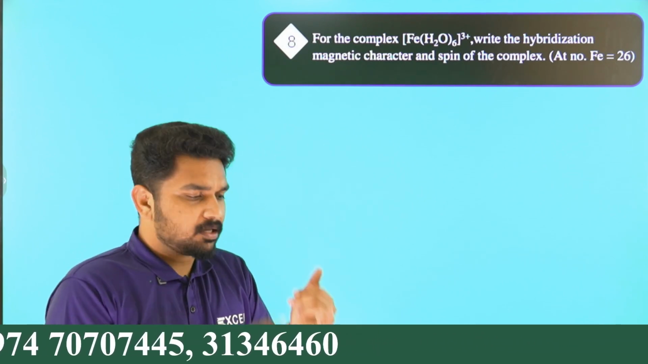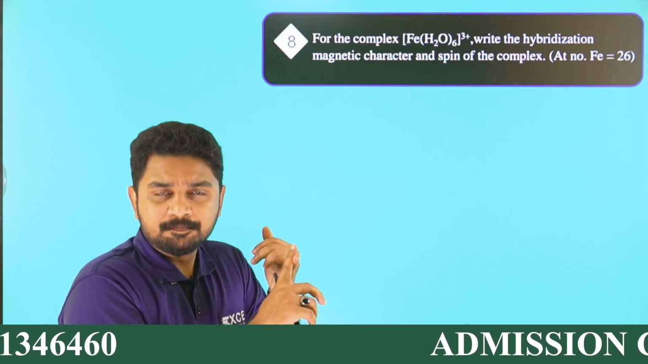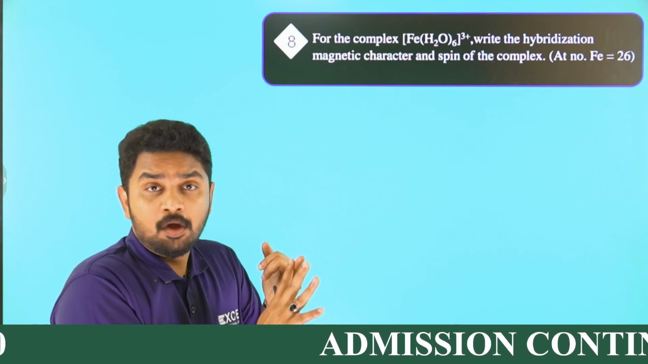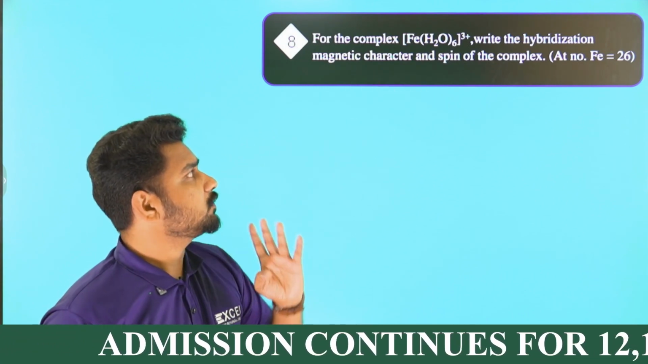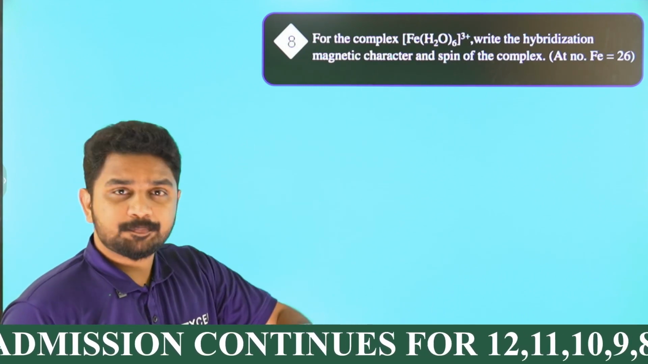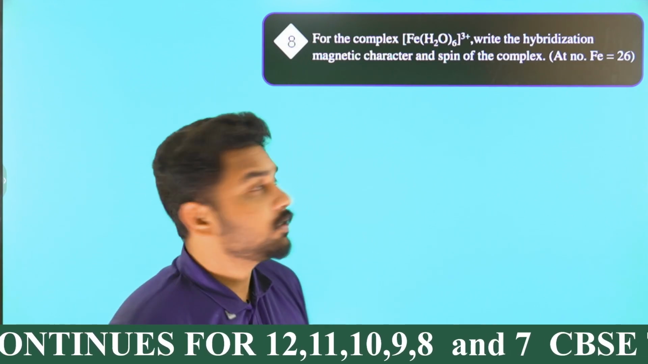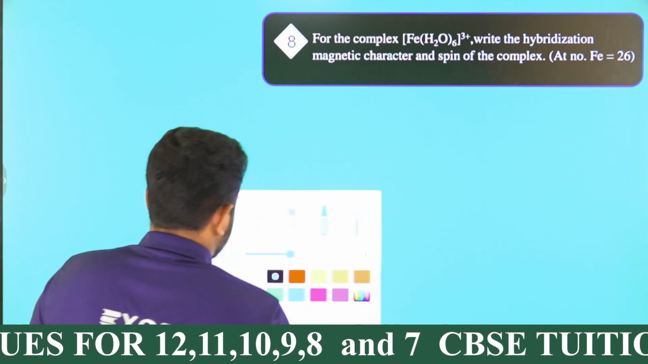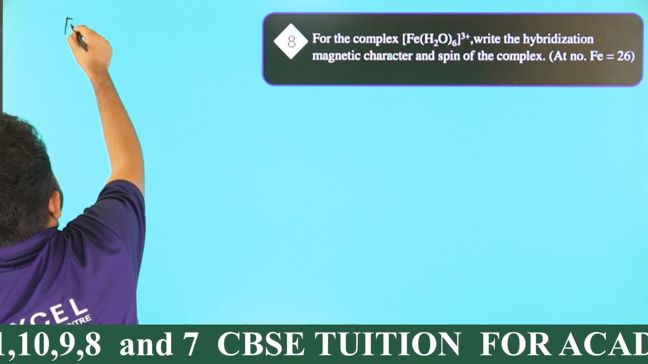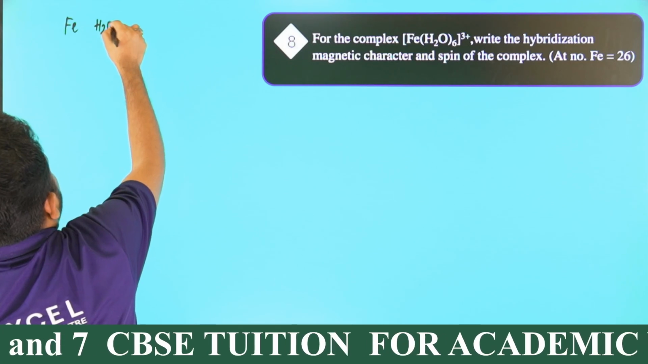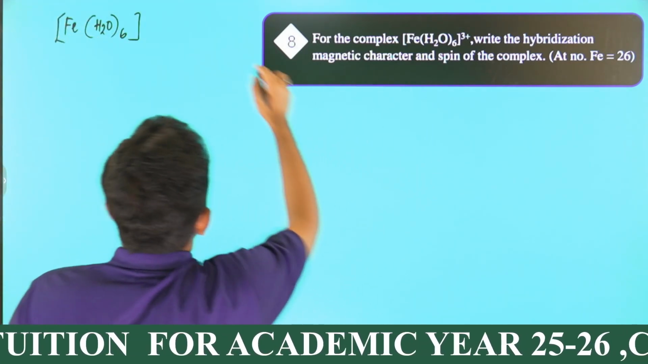They will always give a coordination compound and ask the hybridization, or the structure, or the magnetic character or magnetic property, or the spin, I mean the low spin, high spin concept. That also we will discuss in this question. So I'm starting with [Fe(H2O)6], and a 3 plus charge is there.